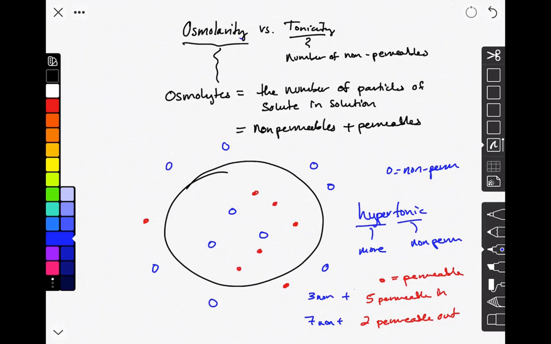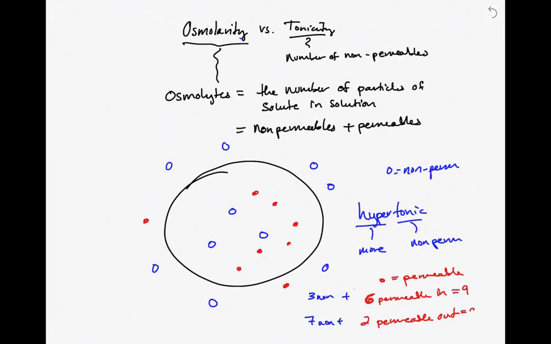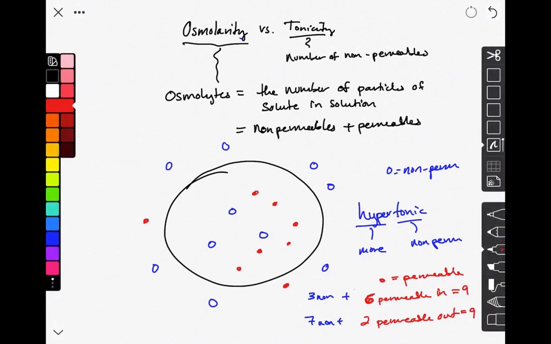However, really and truly, I meant to draw these equal. So this is almost isoosmotic. If I change this to 6 permeables in, now we've got 9 osmolytes on either side of the membrane, and assuming equal volume, that means that we are in an isoosmotic environment, even though it's hypertonic. Iso means same. Osmotic is the permeables and the non-permeables together. It's all of the osmolytes.